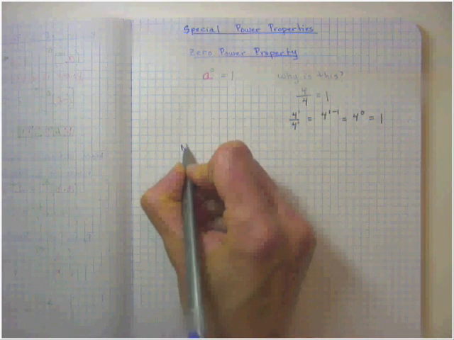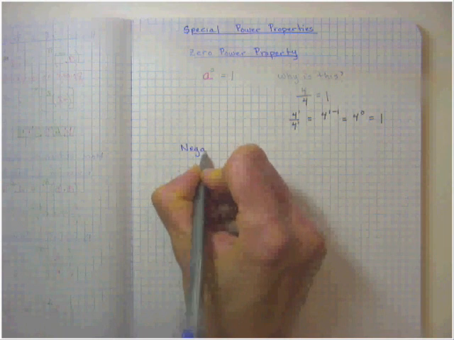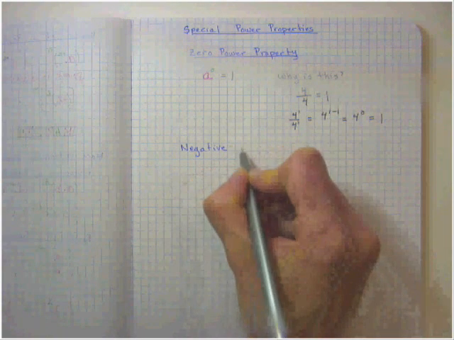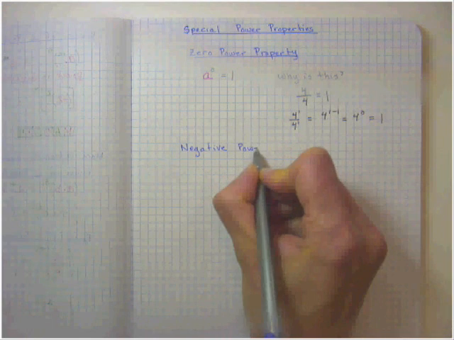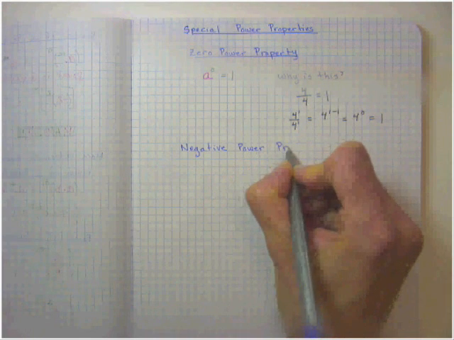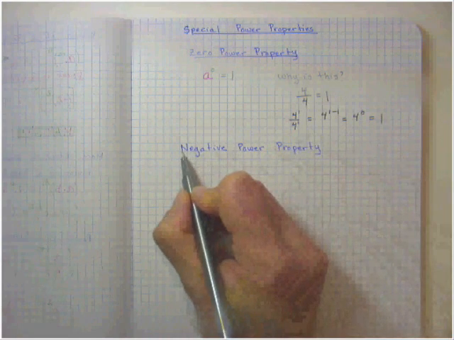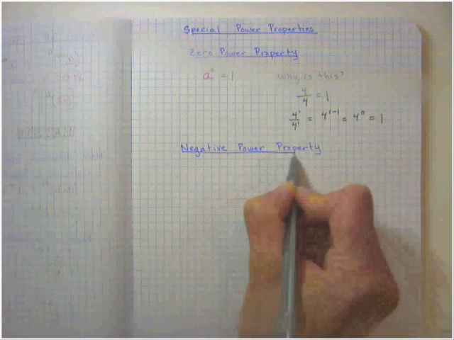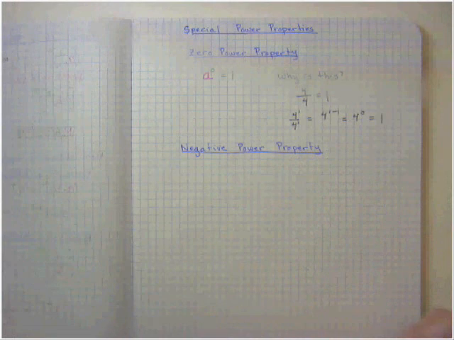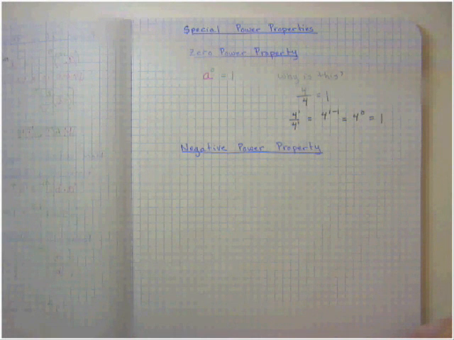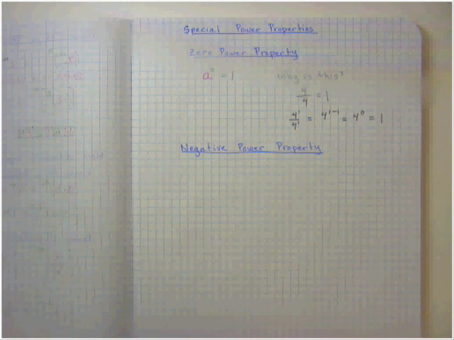And that would be the negative power property. What you have to be careful with the negative power property is that negative is actually telling you to do an operation. It is not an integer. It's telling you to take the inverse or the reciprocal of a number.